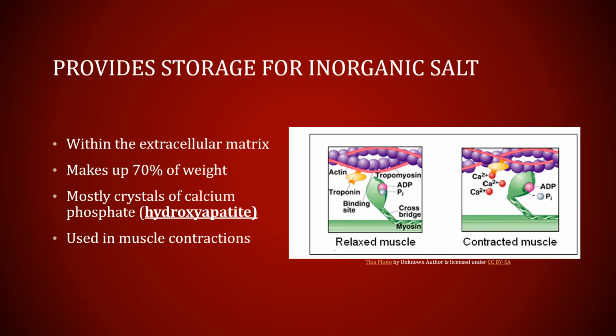Finally, our bones provide a storage place for inorganic salt. This is stored within the extracellular matrix, and it also makes up 70% of our bone's weight. Mostly, it's stored as crystals of calcium phosphate or hydroxyapatite, and when needed, it can be used in muscle contractions.